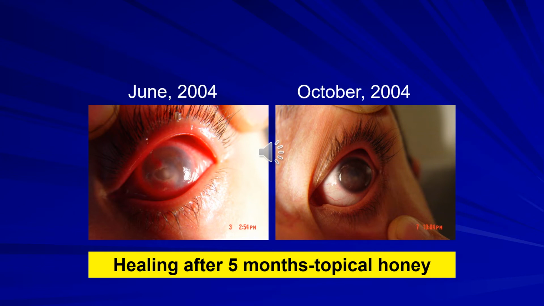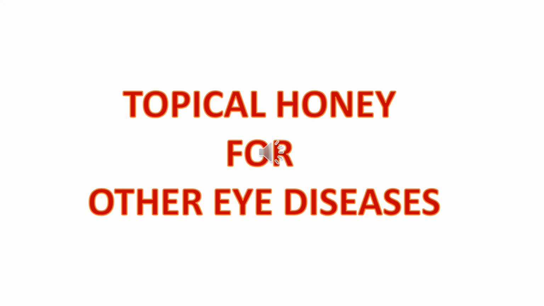As you see, the eye returned nearly back to normal, only left very small corneal opacity, and the patient did not continue topical honey. He was reluctant to do that because of the burning pain, which was sometimes severe following each honey application. Topical honey for other eye diseases other than corneal ulcer.